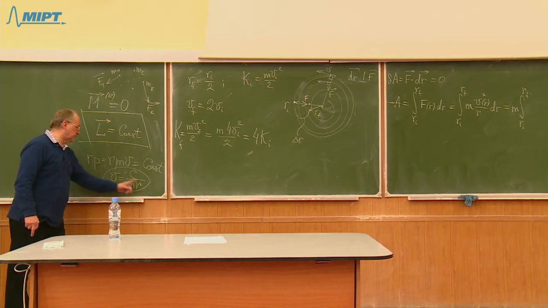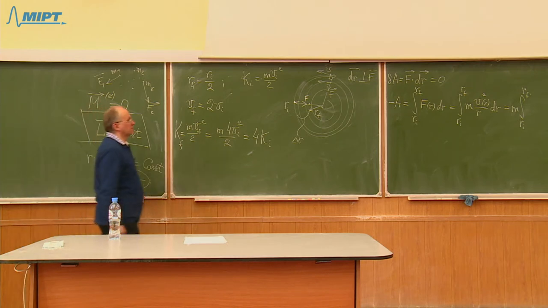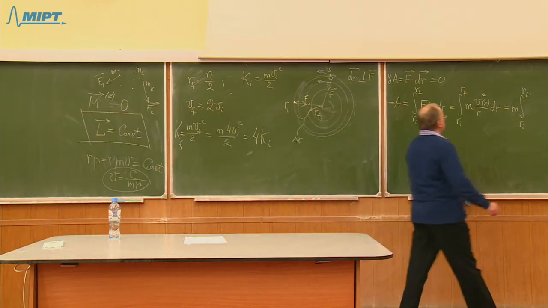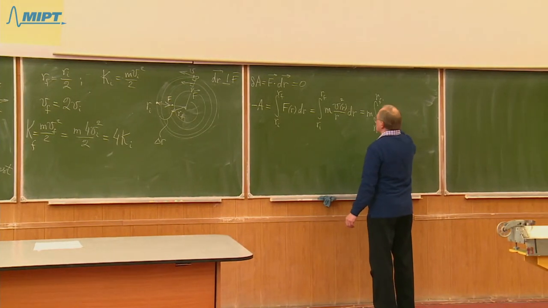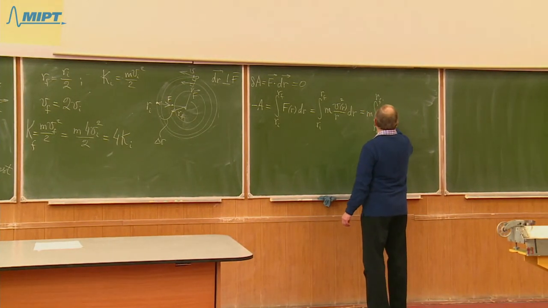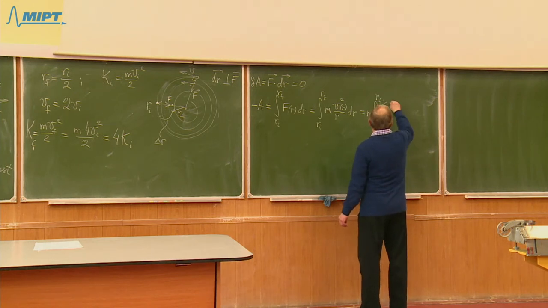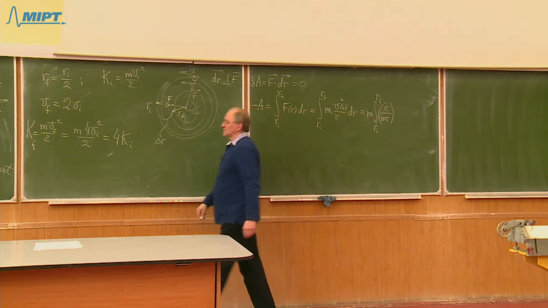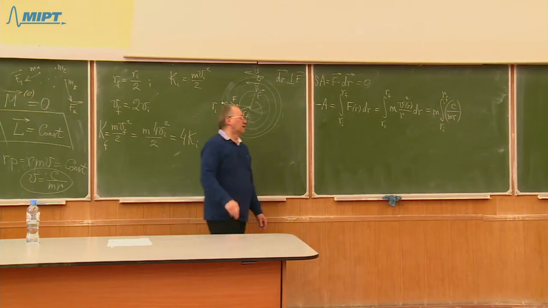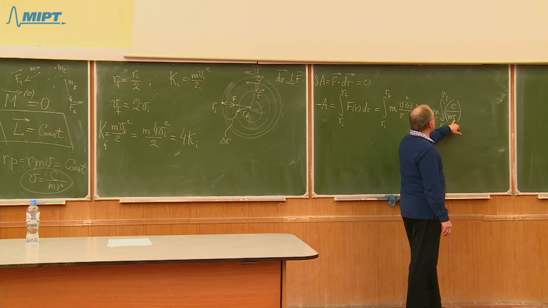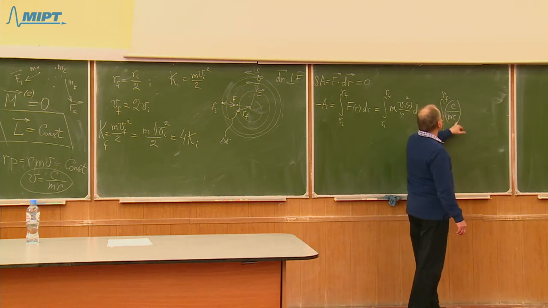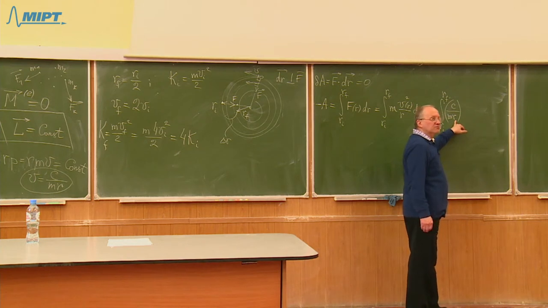I need the function, the dependence between velocity and radius. So I put here this formula, which is some constant divided by mass and radius. That's the velocity according to this formula, the velocity dependence versus radius. And why do I know that this is the velocity? Because of the law of conservation of angular momentum.